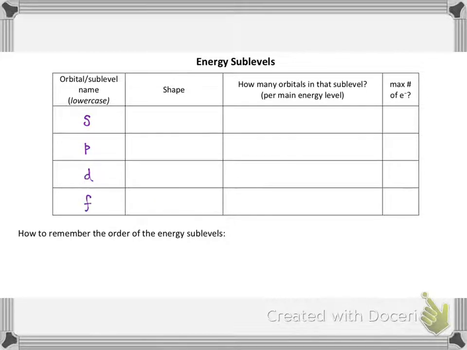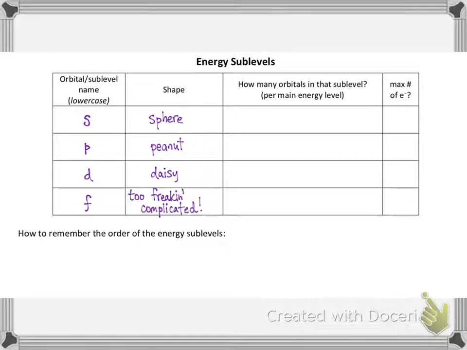So the shapes of these can be remembered by using the letter. The S looks pretty much like a sphere. P looks like a peanut. The D looks mostly like a daisy. It gets kind of weird, though. And the F orbitals, well, the F orbitals are just too freaking complicated to really have an exact picture.